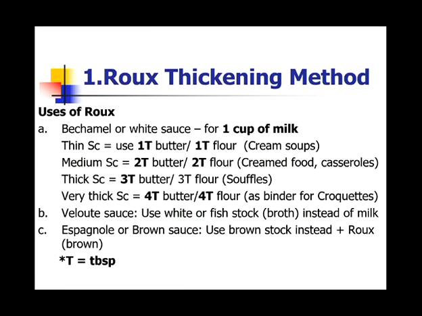The last kind is the brown sauce. Espagnole or brown sauce is super for what? Brown sauce to be served on what? On meats, all kinds of meats, beef especially. You have to have a brown sauce. And so instead of using milk, what do you use? You use brown stock. And how do we make brown stock? We'll talk about that in just a little, at the last slide. So the color is brown, the taste is meaty, and it works perfect when you serve it on meat, roast beef. All right, any question?